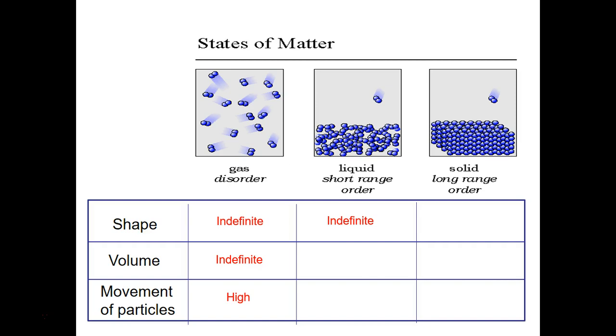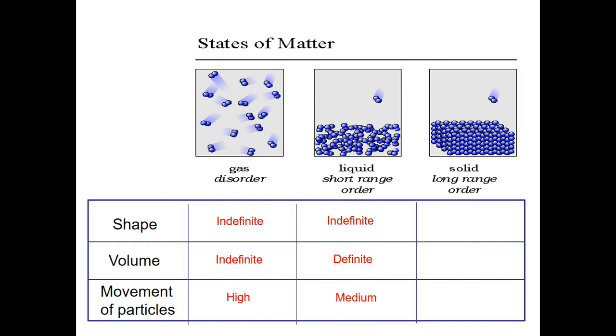Now, as far as the compressibility or the volume of liquids, the volume will be definite. And that's because these particles are close enough together that if you try to squish them any closer together, you just can't do it. And the movement, you can see that they are moving around. Liquids do like to flow, and so we'll say they have medium movement.